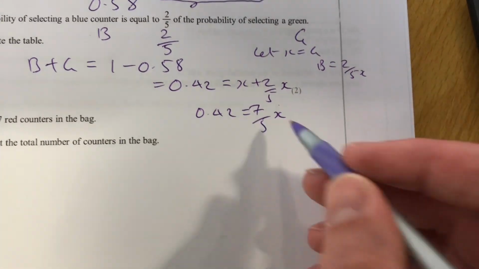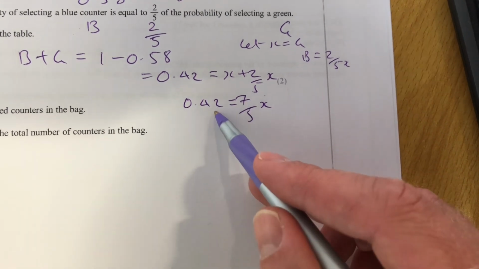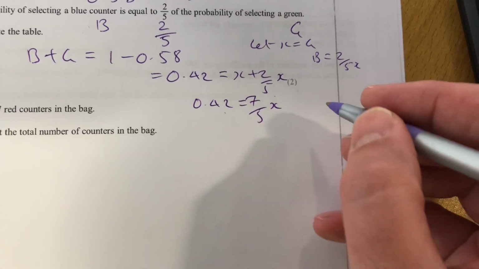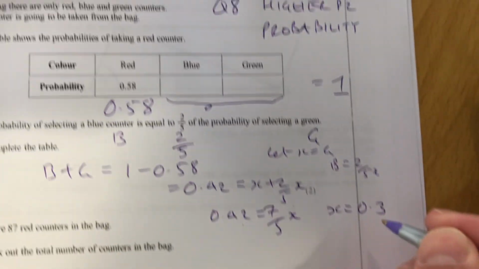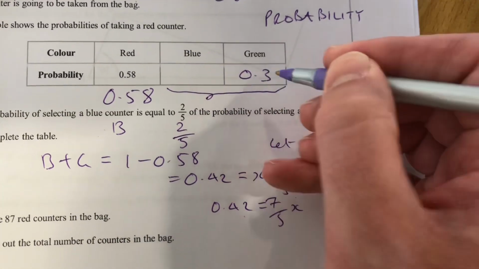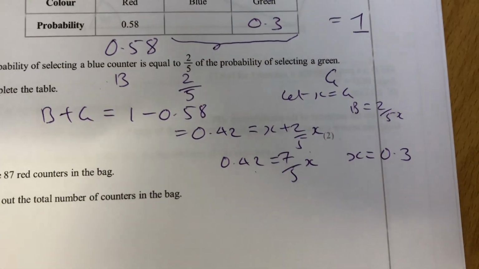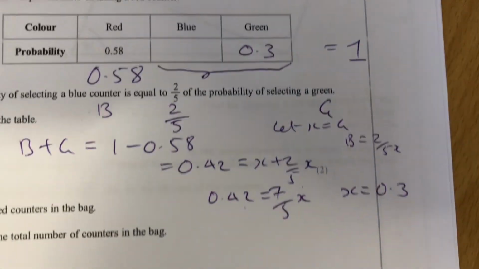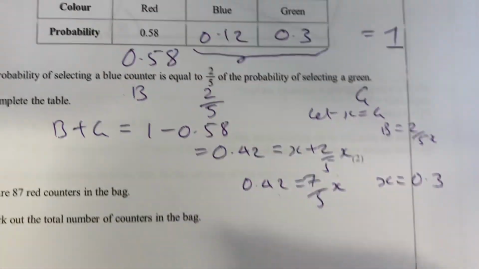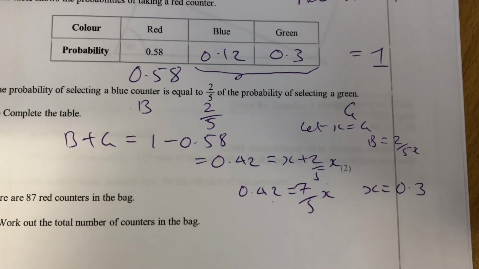7/5 of x. And if we solve that, I can multiply by 5, divide by 7. If I divide by 7, I get 0.06, and then times by 5, I get x equal to 0.3. So we know that green is 0.3. We know that this has to equal 0.42. So blue is equal to 0.12. So there we go. There might be another method to solve that, but that's the one that we've come up with.